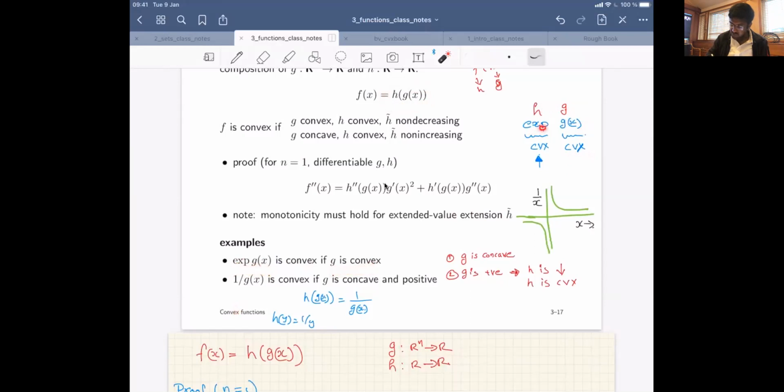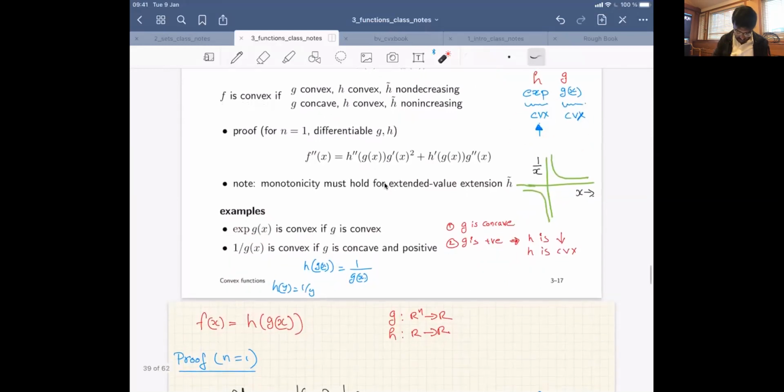And what about the exponential function? We already saw in the first class that it's a convex function, and it is increasing. It's an increasing function, okay? So what is this condition for me? H is convex, increasing, and g is convex. That means together this function will be convex.